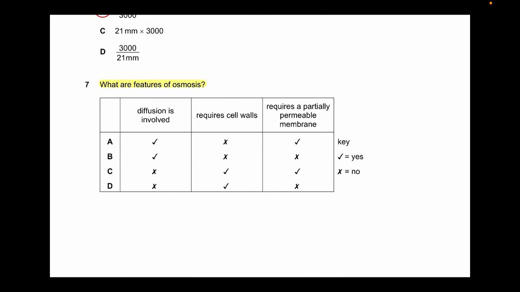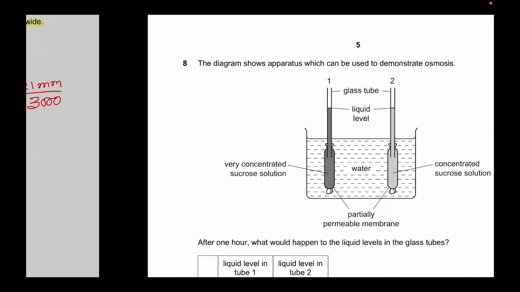What are features of osmosis? We know osmosis is the movement of water from a region of high water potential to a region of low water potential. And diffusion is definitely involved in osmosis. It does not require a cell membrane, so cross for them. It requires a partially permeable membrane, definitely. So option A is the correct answer.